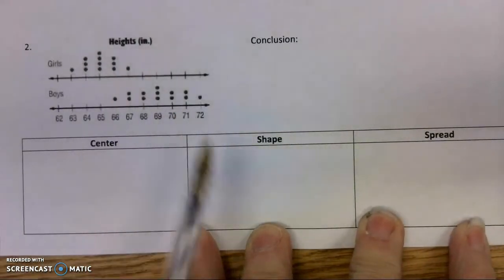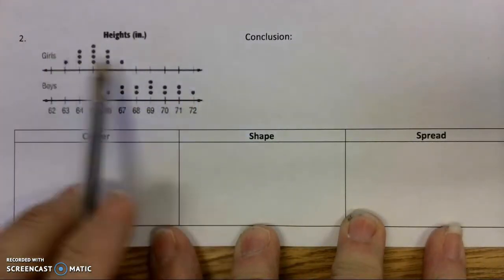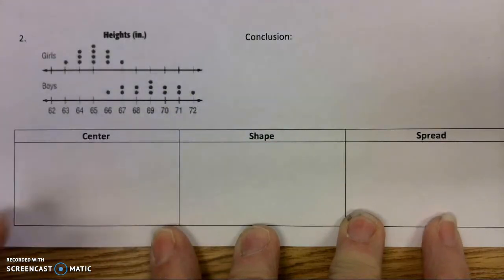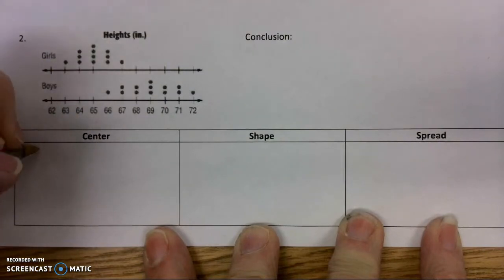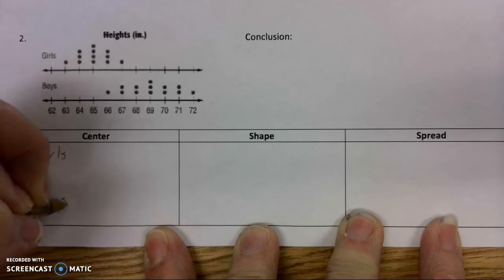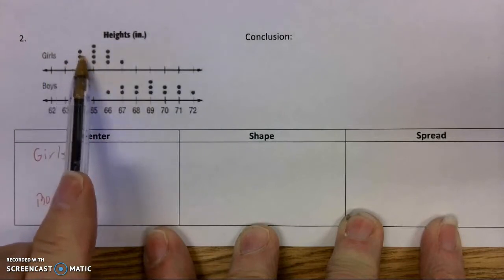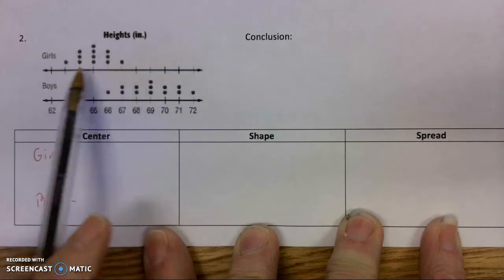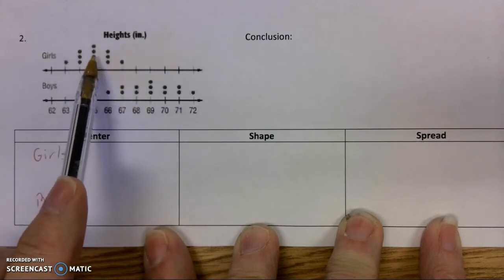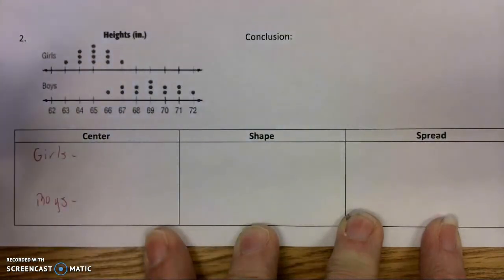When I look at a dot plot, I'm going to look at the mean because I have all my information here. I don't have any outliers, so mean is probably going to be a good measure to use. When I talk about heights, I'm going to do girls and boys. When I do the mean, remember that I have to add all of my data points. There are 12 heights for girls: 1, 2, 3, 4, 5, 6, 7, 8, 9, 10, 11, 12. Each one of those dots has to be added in.